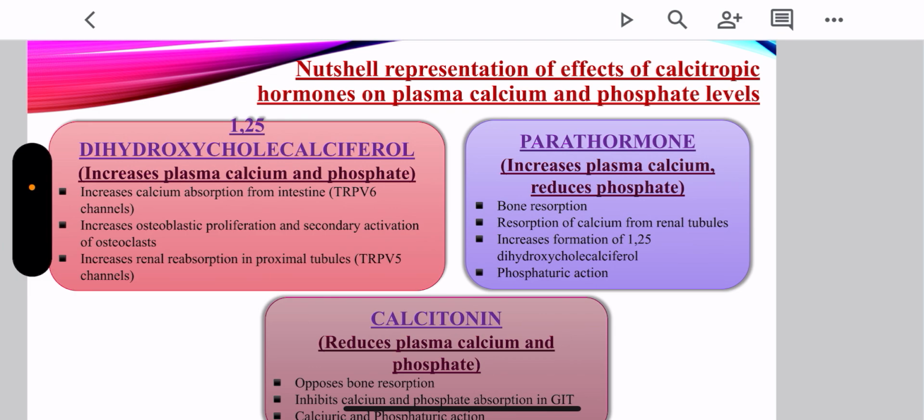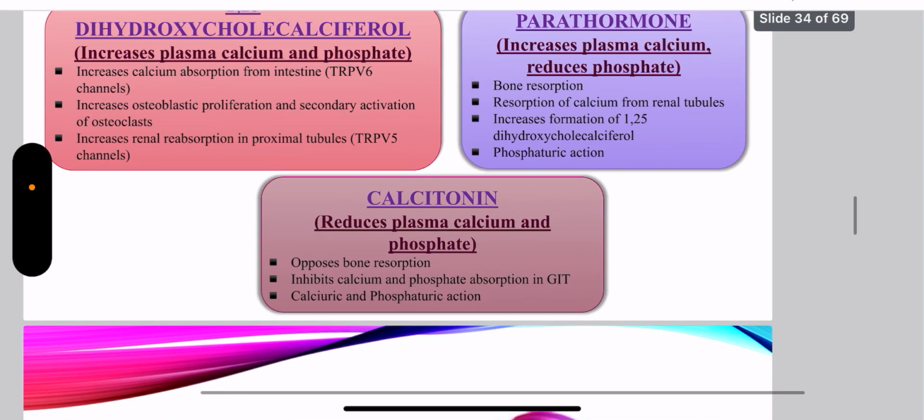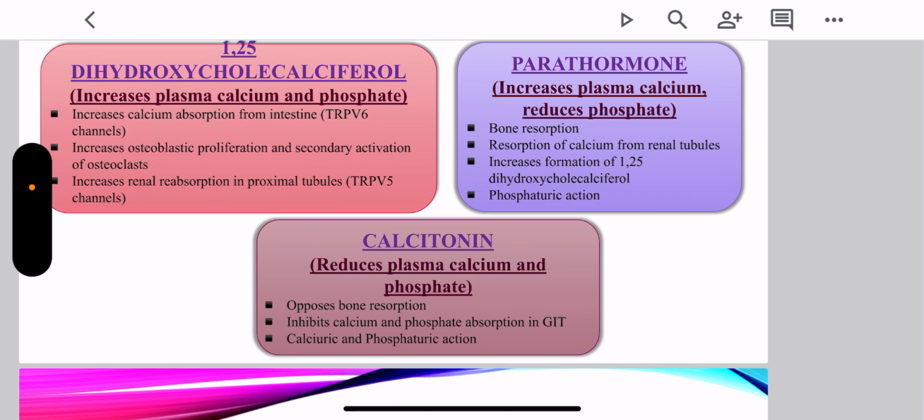It increases formation of 1,25-dihydroxycholecalciferol and it causes excretion of phosphate in the urine by the renal tubules. So you can see one contradiction. Parathormone decreases phosphate. 1,25-dihydroxycholecalciferol increases phosphate.